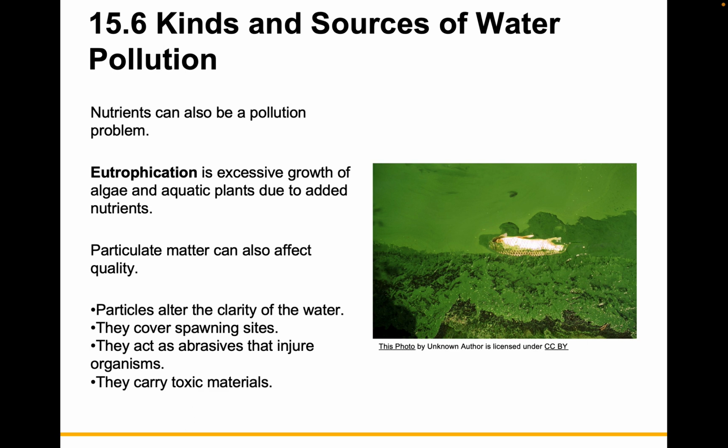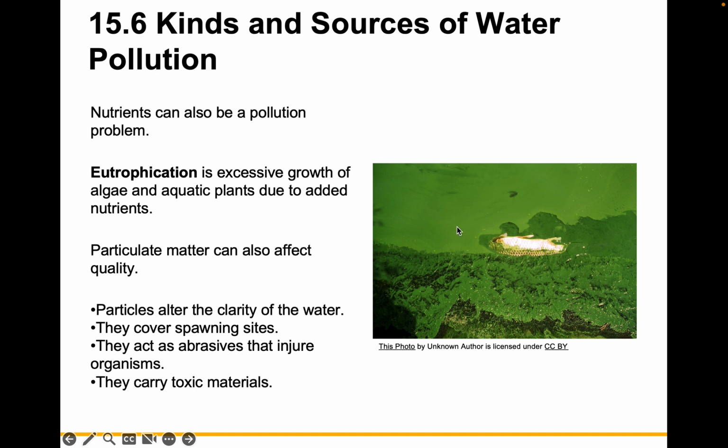All right, nutrients can also be a problem. Eutrophication is a process where an excessive growth of algae and aquatic plants happens as a result of nutrient input. Particulate matter can also affect quality. And particles alter the clarity of the water. They cover spawning sites. They act as abrasives that can injure organisms, and they carry toxic chemicals.